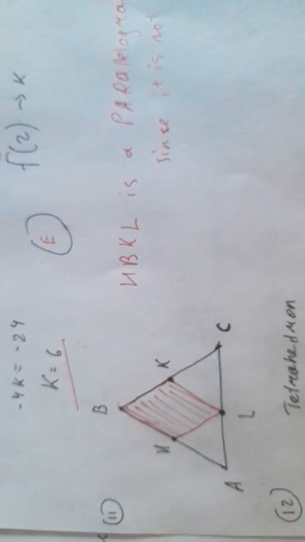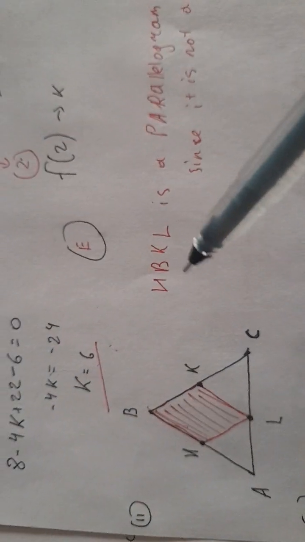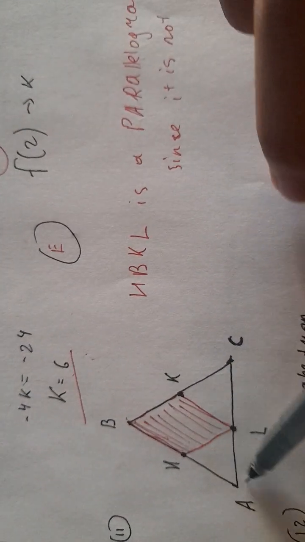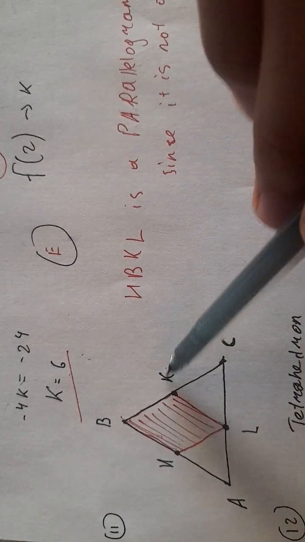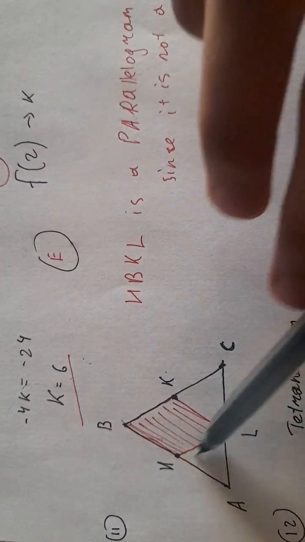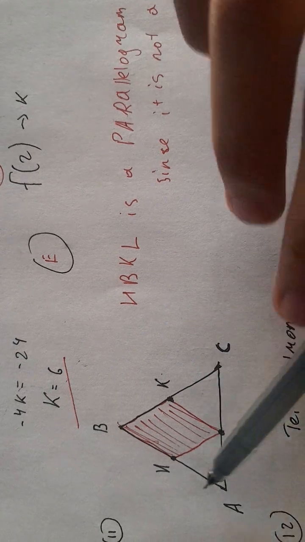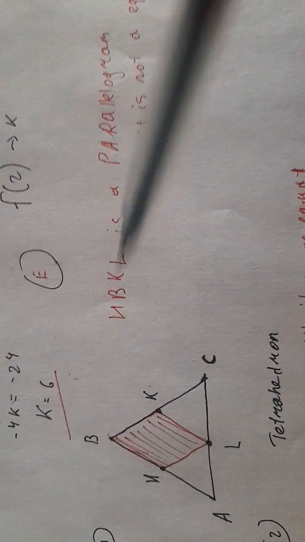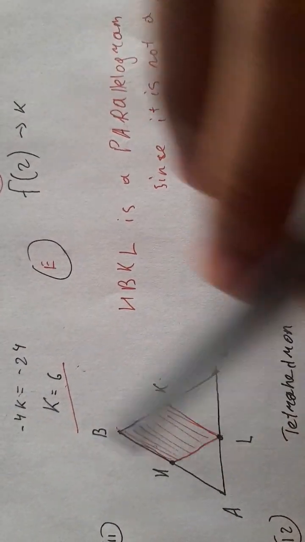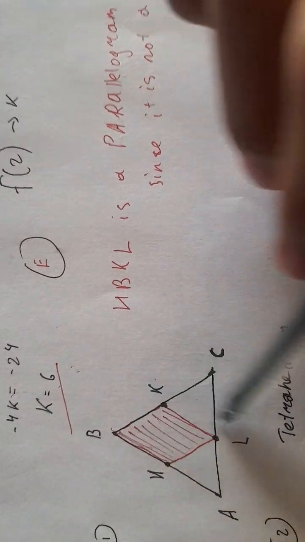The 11th question says that we have a triangle ABC, the midpoints, and this is a parallelogram. Why not a rhombus? A rhombus can be when this triangle is equilateral, but it's just a triangle, so it's a parallelogram.